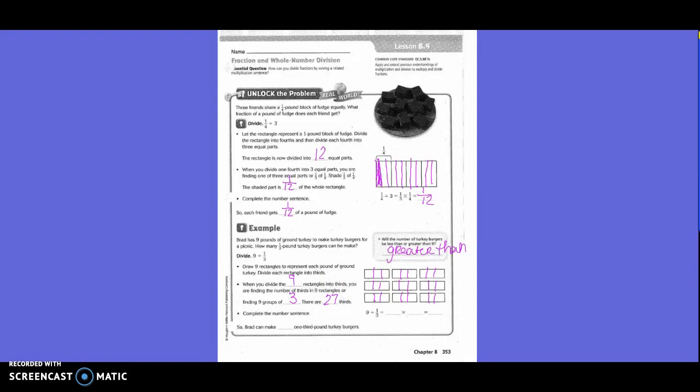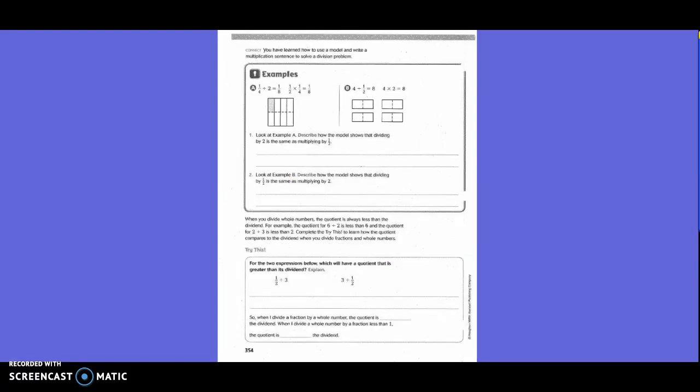So they did 9 divided by 1/3, then they really did 9 times what? 9 times 3, which equals 27. So Brad can make 27 1/3 pound turkey burgers. You have learned how to use the model and write a multiplication sentence to solve a division problem. So they did 1/4 divided by 2 equals 1/8. They took 1/2 times 1/4 equals 1/8. And over here, they did 4 divided by 1/2 equals 8, because the reciprocal of that is actually 4 times 2 equals 8.